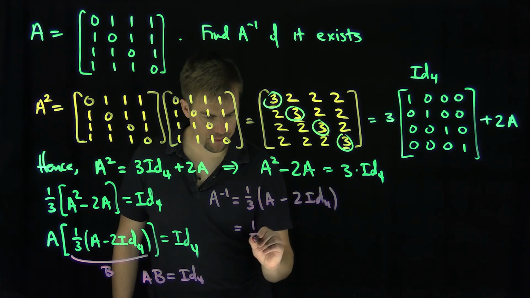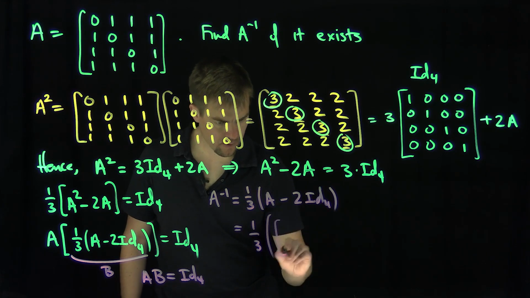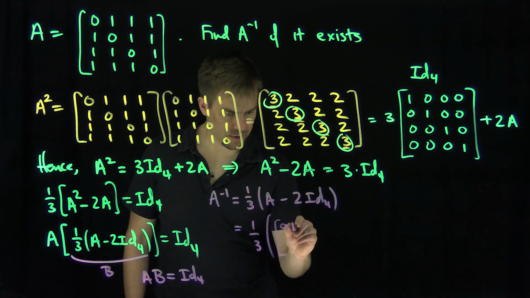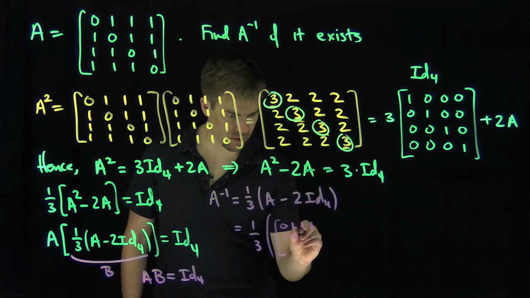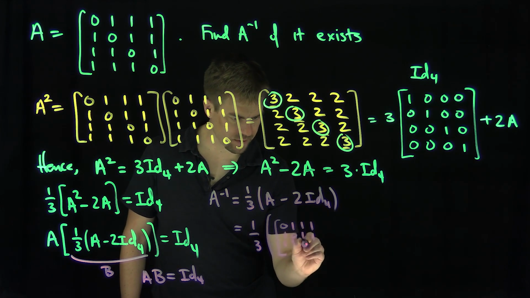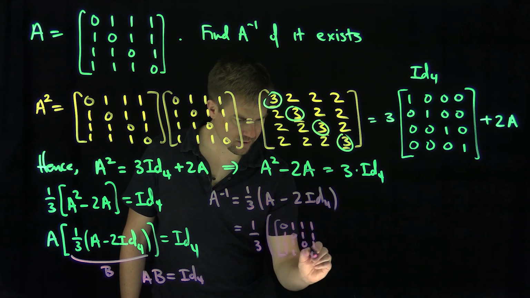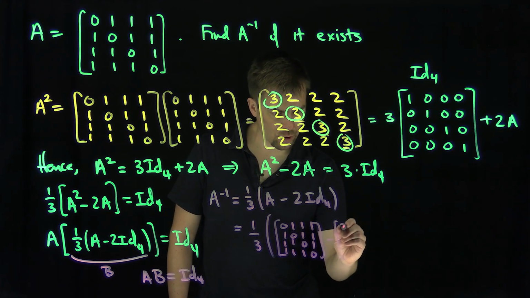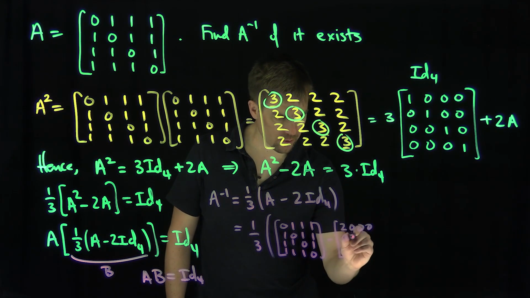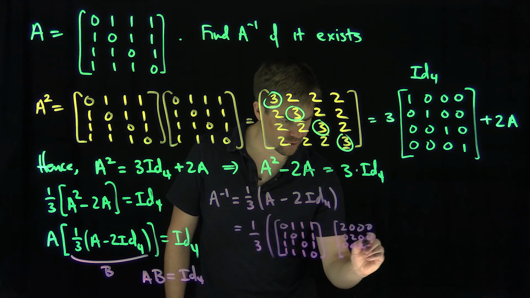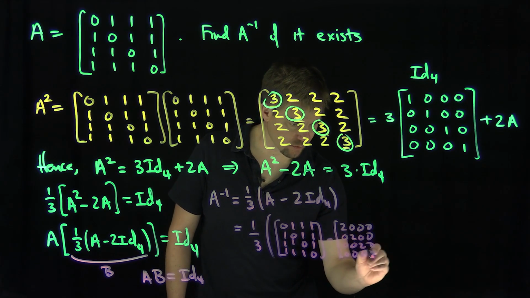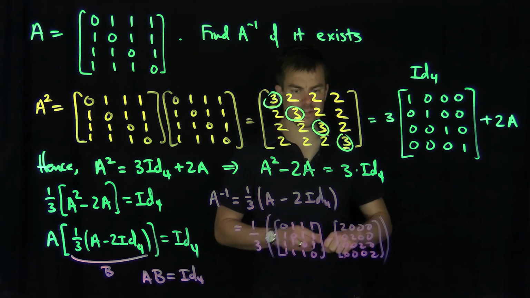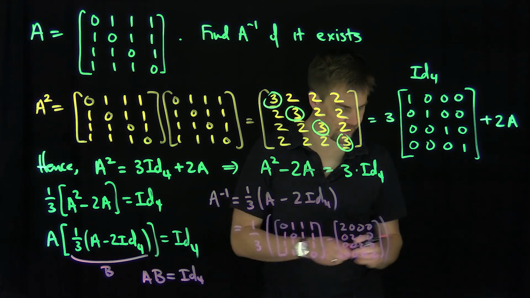So let's write that out. What will this be? This is going to be a 1/3 times A, of course, which is 0, 1, 1, 1, then 1, 0, 1, 1, then 1, 1, 0, 1, then 1, 1, 1, 0, minus 2 times 0, 0, 0, 0, 2, 0, 0, 0, 0, 2, 0, and then 0, 0, 0, 2. And so let's count when we get over here. Our final answer is going to give us a what?